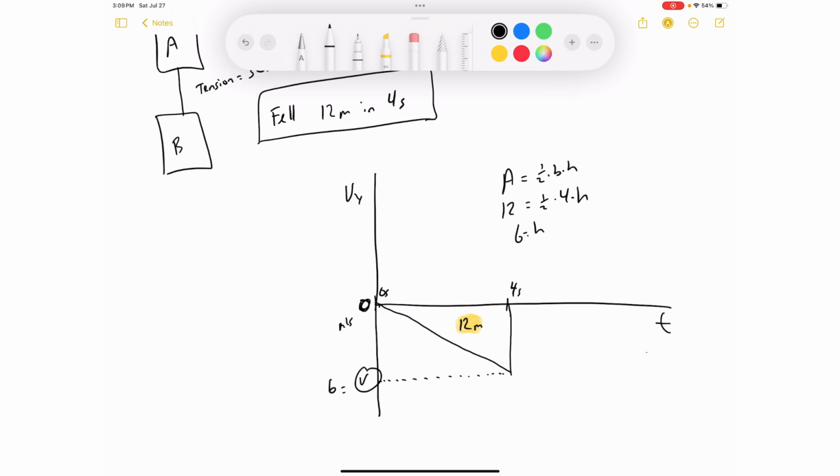Great. And we also know that acceleration is equal to change in velocity over change in time. The velocity changed 6 meters per second over 4 seconds, which is 1.5 meters per second squared. So this is a negative 1.5 meters per second squared acceleration downward, because these boxes are going down. Even though there is a force on the top, they're still going down.